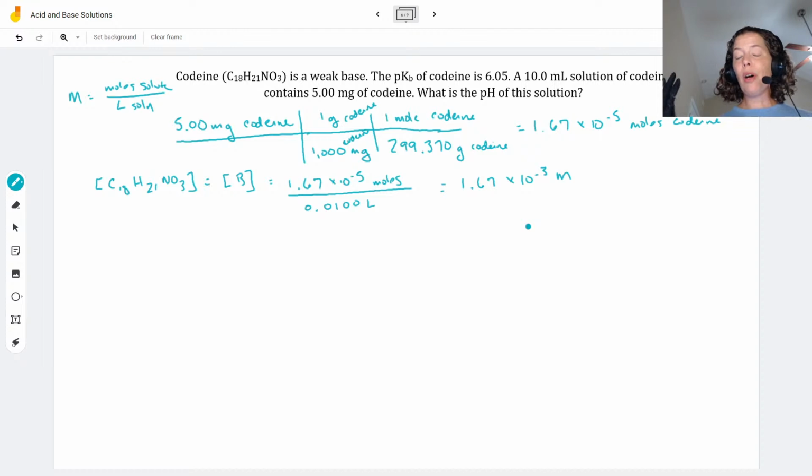This just makes it easier when I plug it into my ICE table. Although, alternatively, you could have stopped with moles of codeine and you could have also used that in your ICE table. This is another situation where you should just do the way that makes the most sense to you.